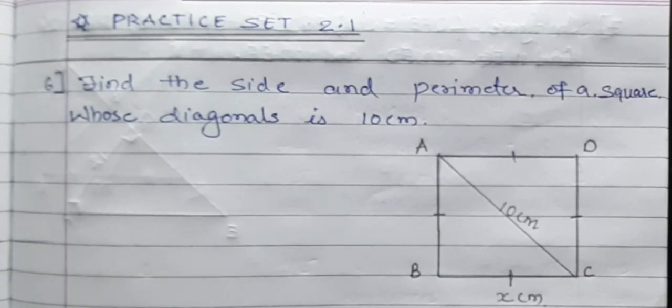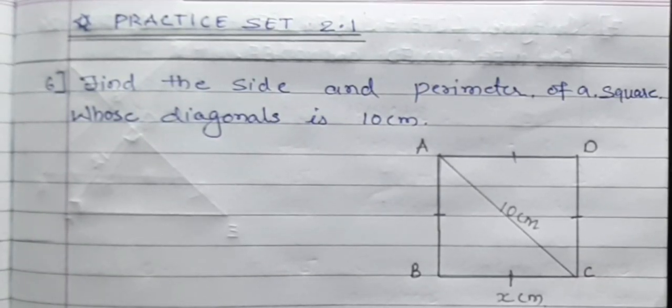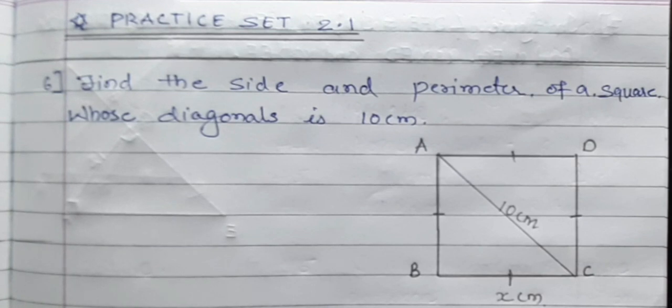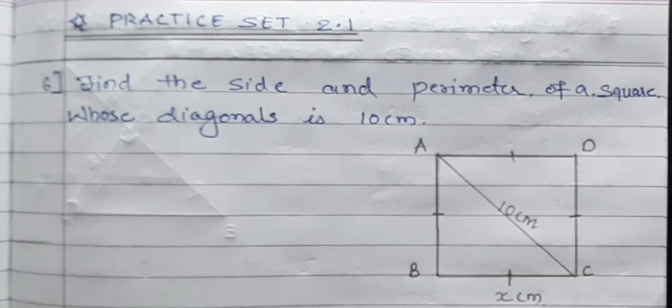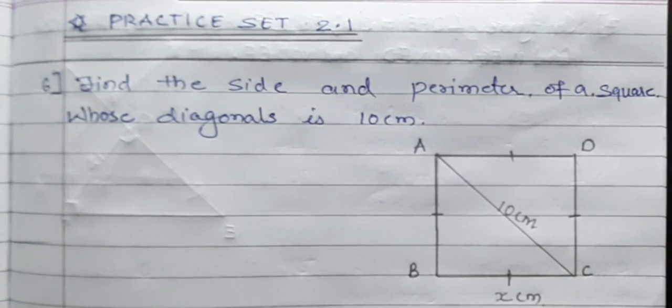Good morning, students. Here we start with the sixth problem of practice set 2.1. The problem goes as such. Find the side and the perimeter of the square whose diagonal is 10 centimeter. This is given to us.